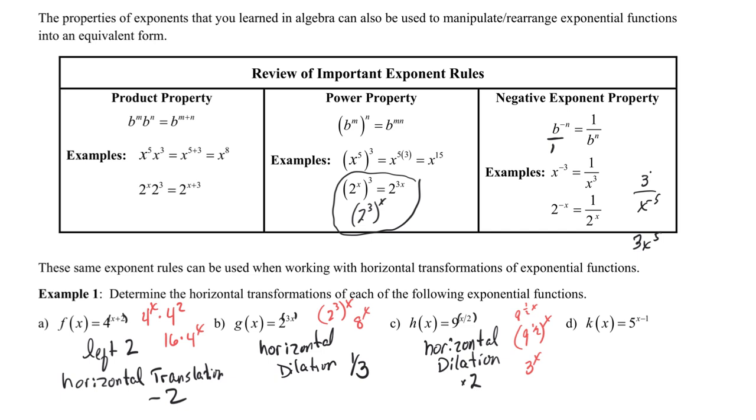The last one, put our parentheses around the x minus 1. That looks like a horizontal translation of positive 1. Okay, you probably could just put 1. You don't have to put the positive there. And again, we could write that in a couple different ways. All right, let's move on.